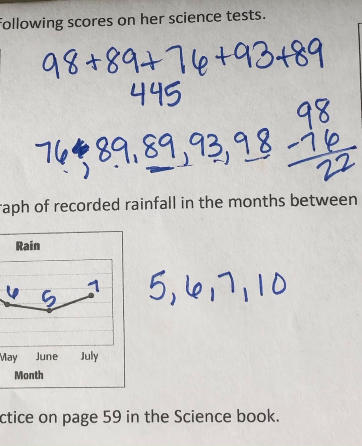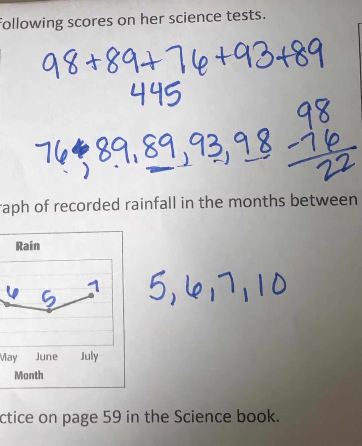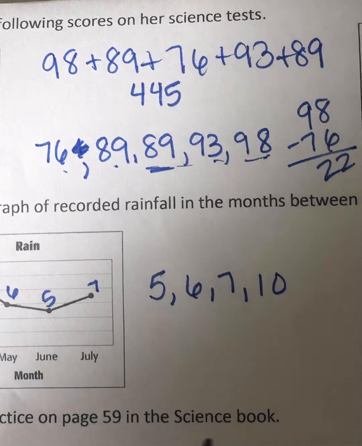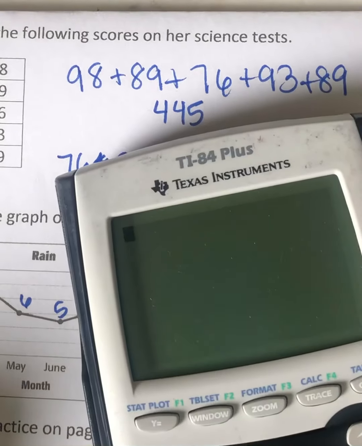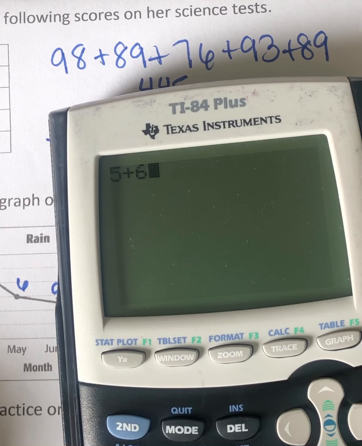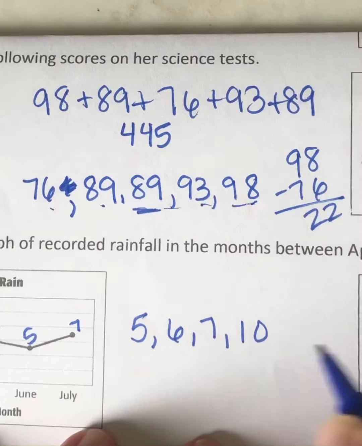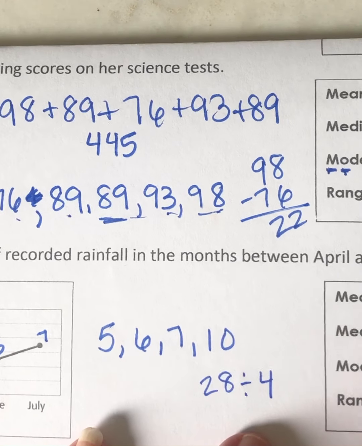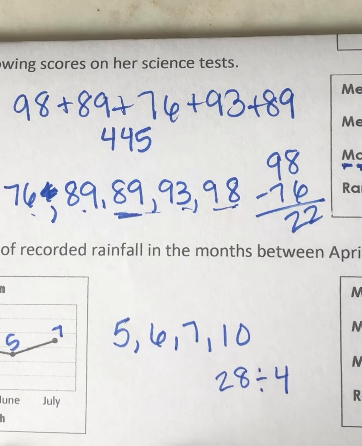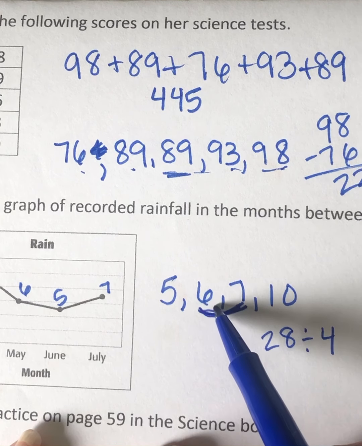So I can add up. So let me clear this up, and you can do this in your head too. I have my daughter's calculator. I haven't used it in a while. Okay, so 5 plus 6 plus 7 plus 10, and we get 28. So that's 28 divided by 4, and what is that? 7, okay? The middle number would be the halfway number between these two that are in the middle.